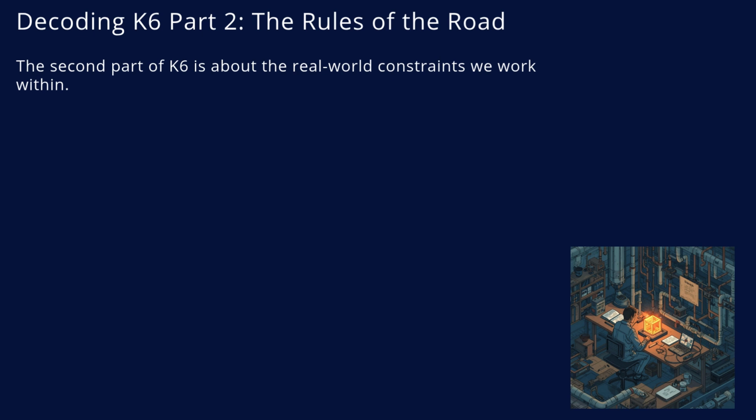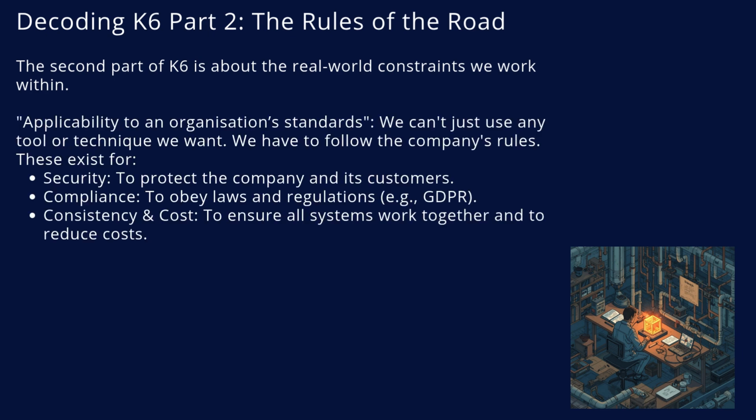Now, let's tackle the second half of this KSB, which is all about the real-world rules we have to follow. First, organizational standards. This means that throughout every stage of that life cycle, we are not free to do whatever we want. We have to follow the rules of the road set by our organization. These standards exist for critical reasons like security, legal compliance, and ensuring consistency across the company.